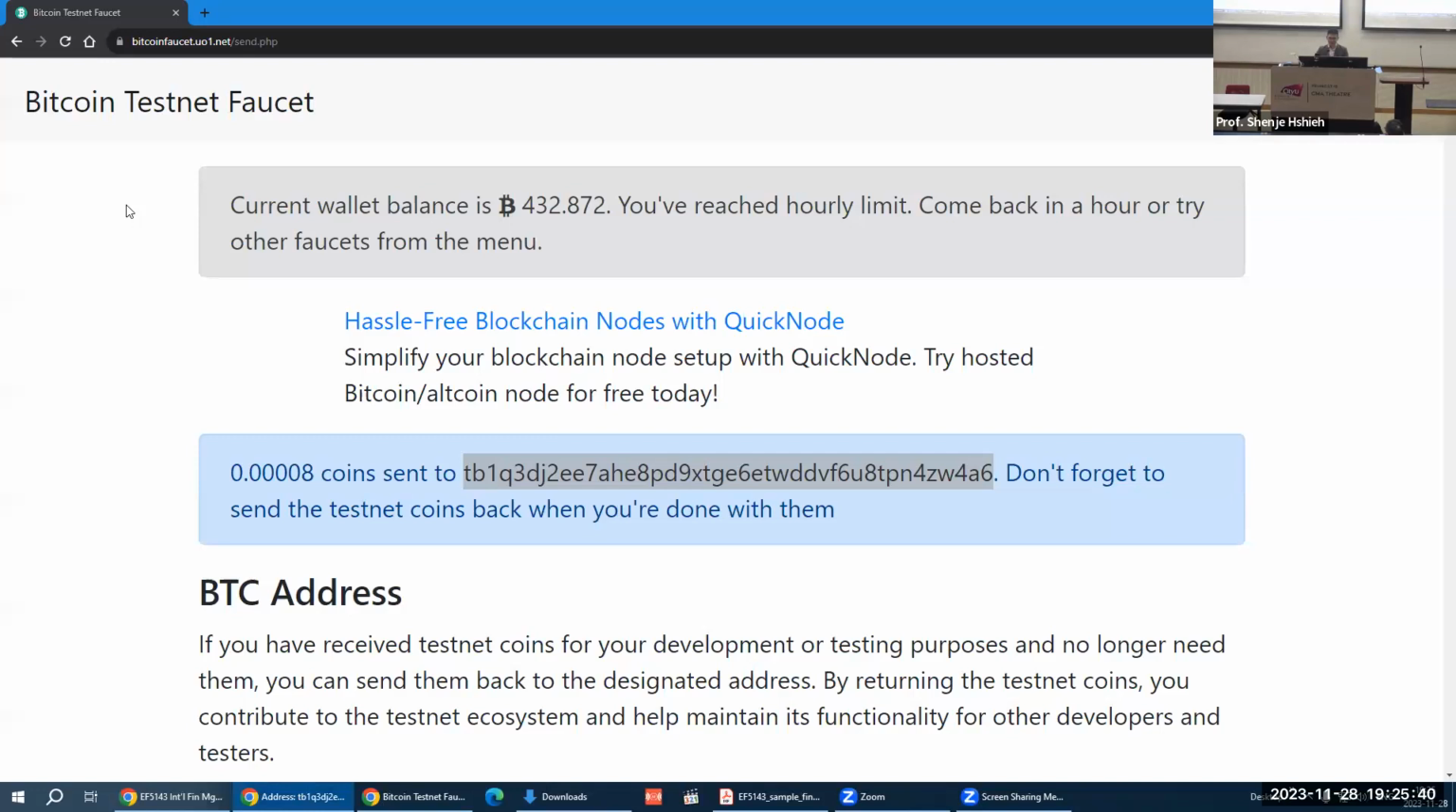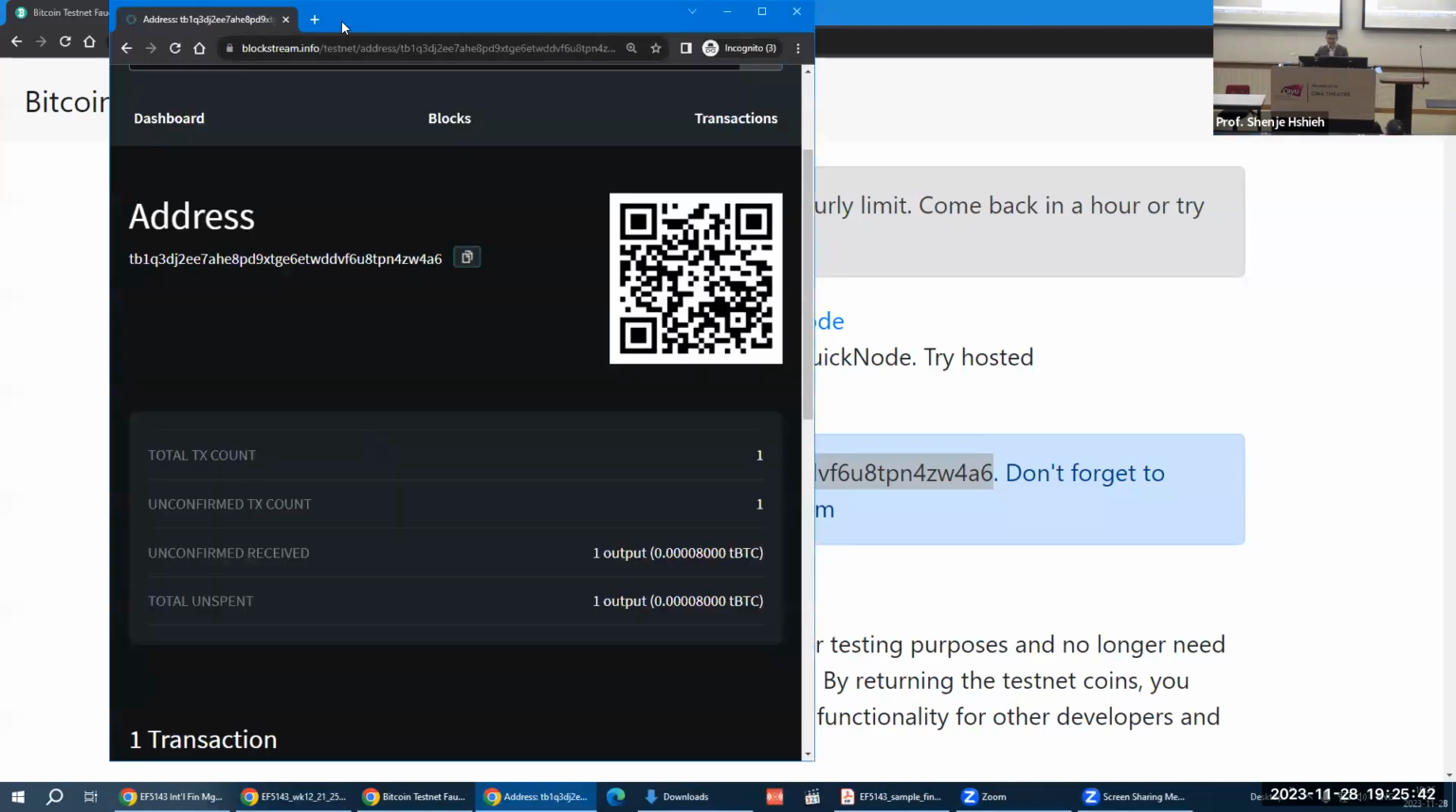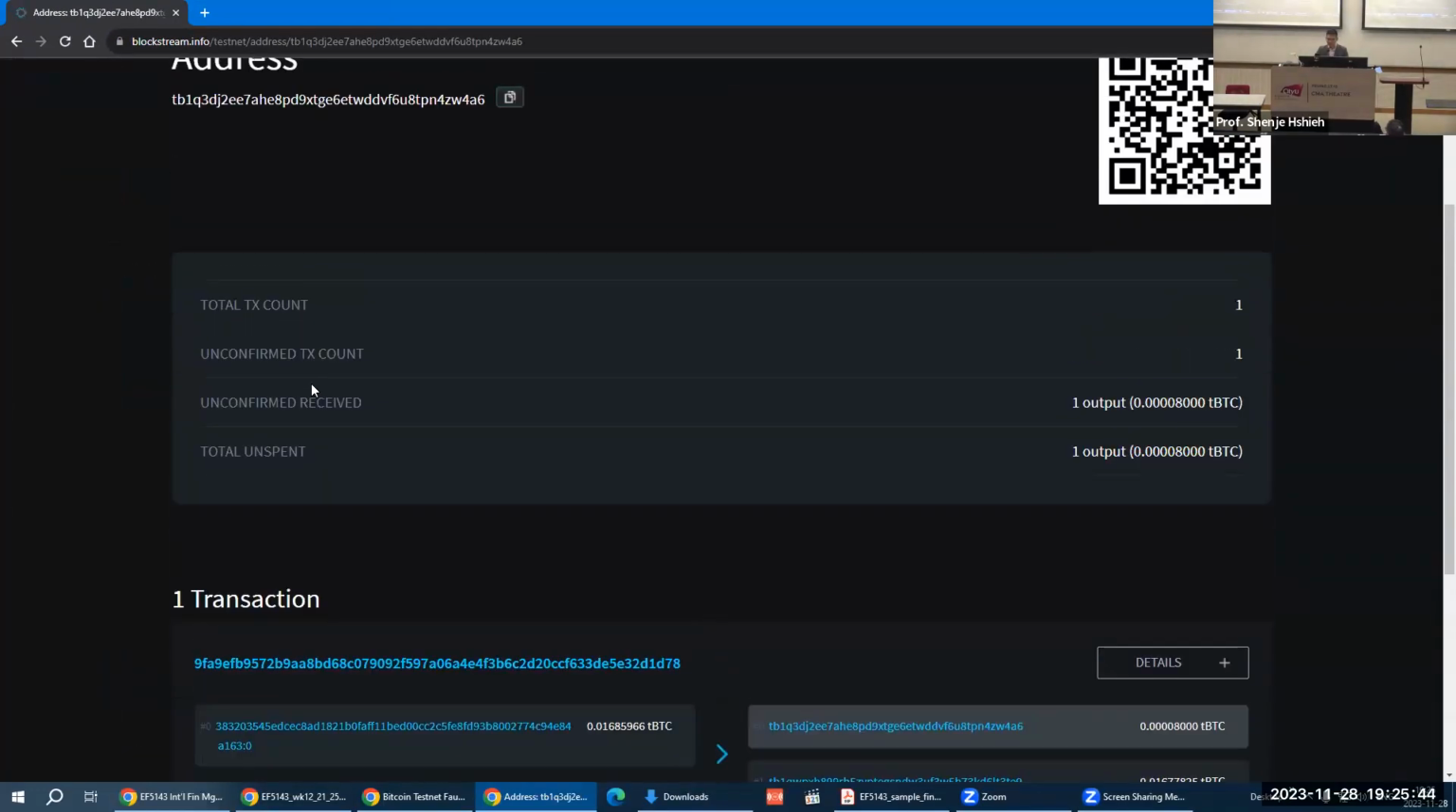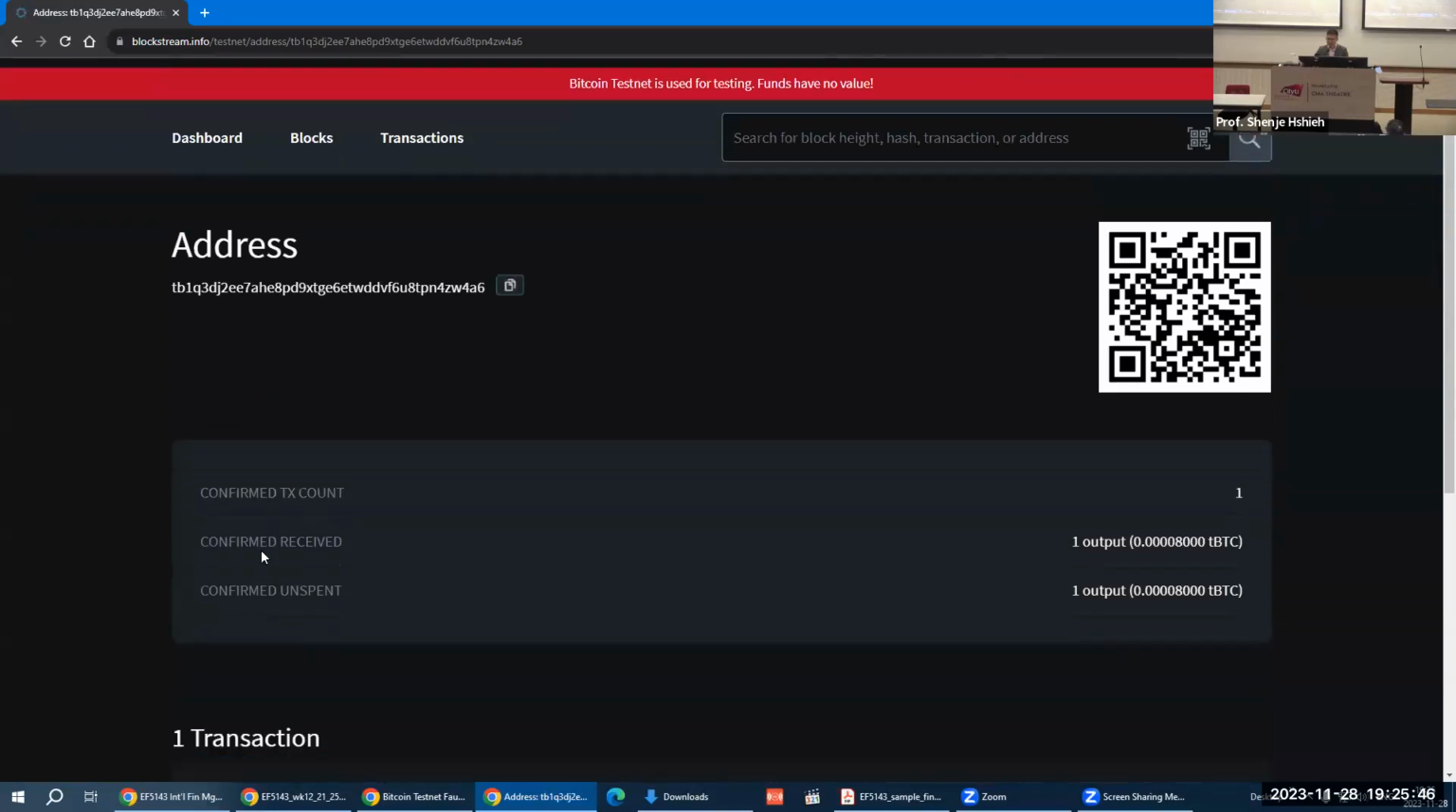But just to let you know, right? It is still unconfirmed, right? Still unconfirmed. Oh, it's confirmed. Confirmed. Cool. So less than 10 minutes. Someone mined the block, right? But it's only one block so far. So let's see.